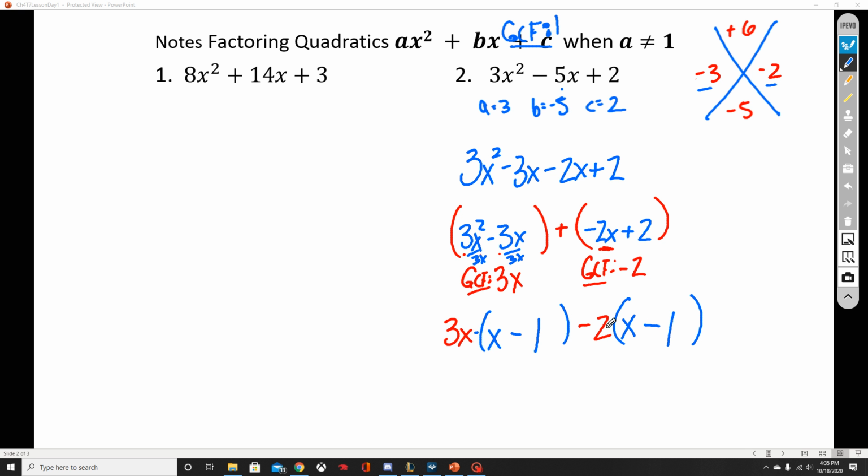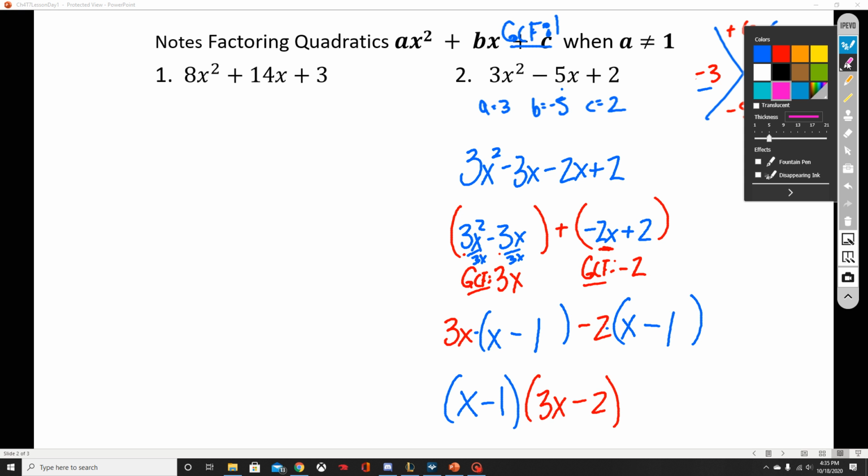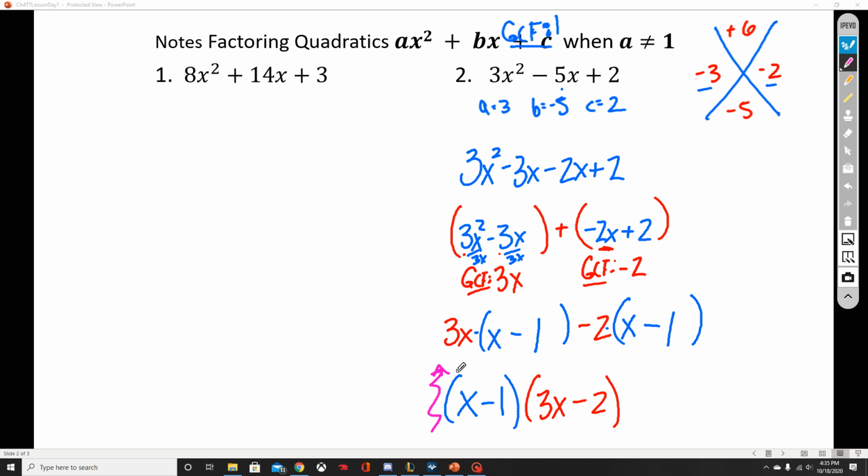Alright, well these two terms have two factors each. They have a factor in common, x minus 1. So x minus 1 can come out, and what I have left is what's in red, 3x minus 2. And this is my factored form: x minus 1, 3x minus 2. That's the factored form for 3x squared minus 5x plus 2.